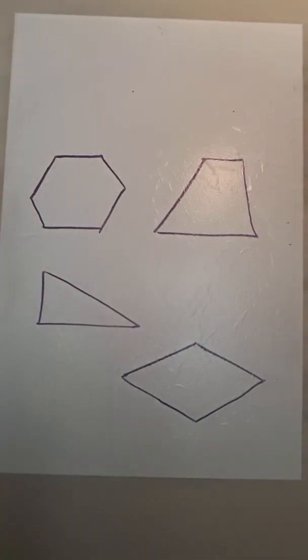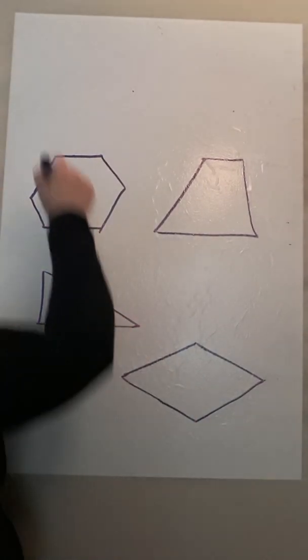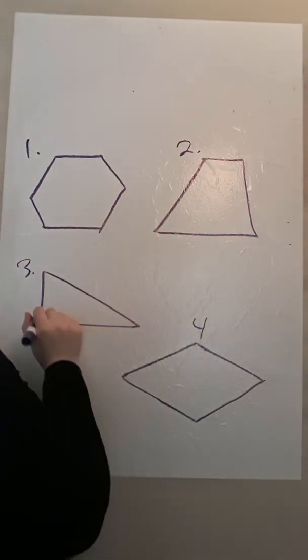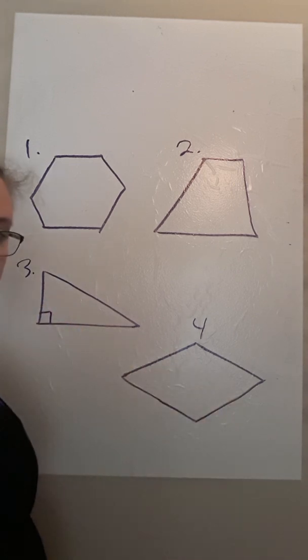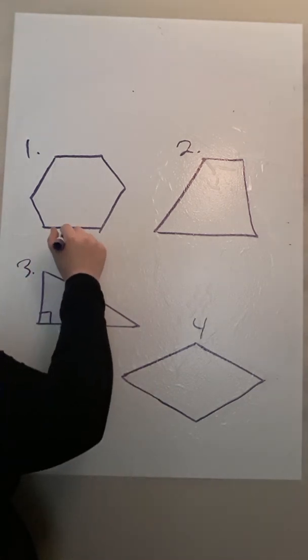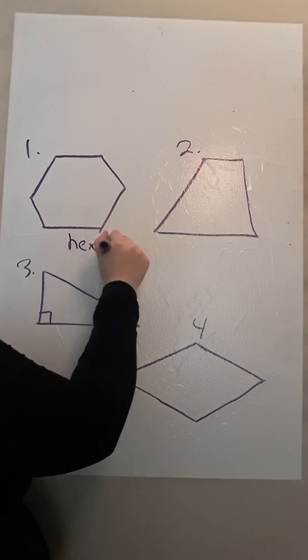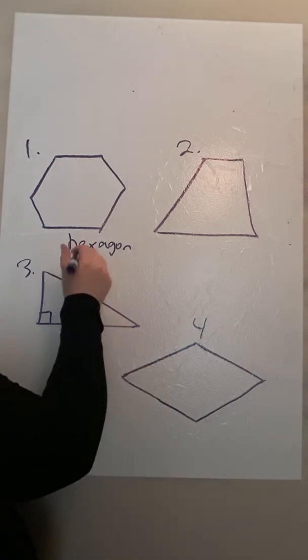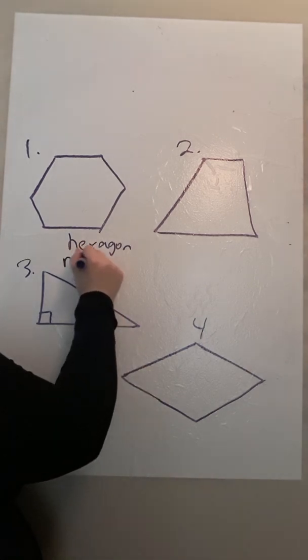All right, here are my four shapes here, number 1, number 2, number 3, and number 4. I need to classify all four of these as many ways as possible. So let's go through each one of these. This one has 6 sides, and so it is a hexagon. Unlike my drawing in the book, all sides are the same, all angles are the same, and so it is a regular polygon.